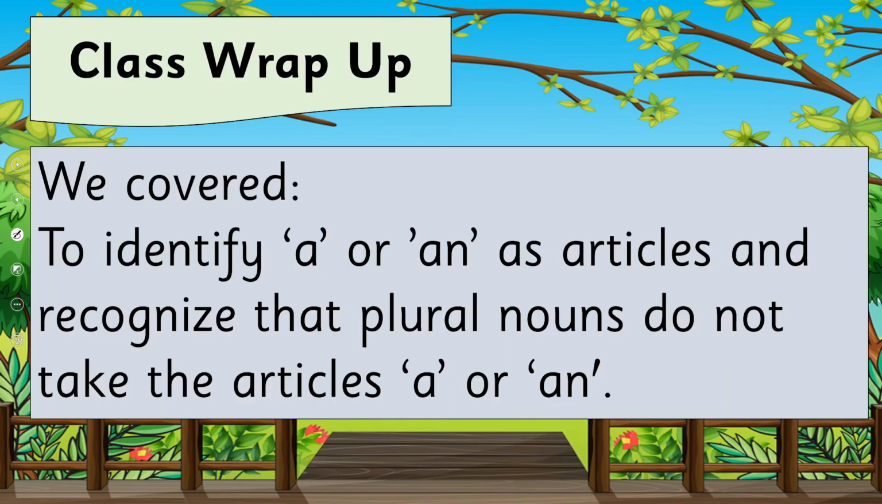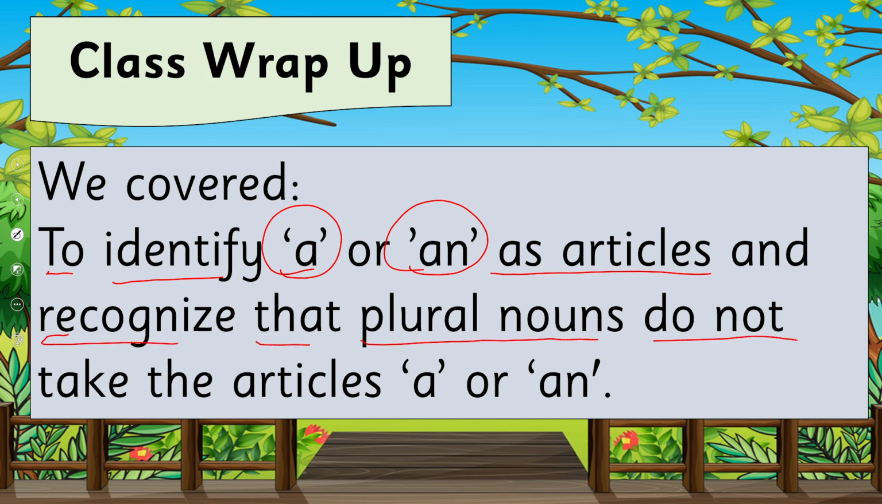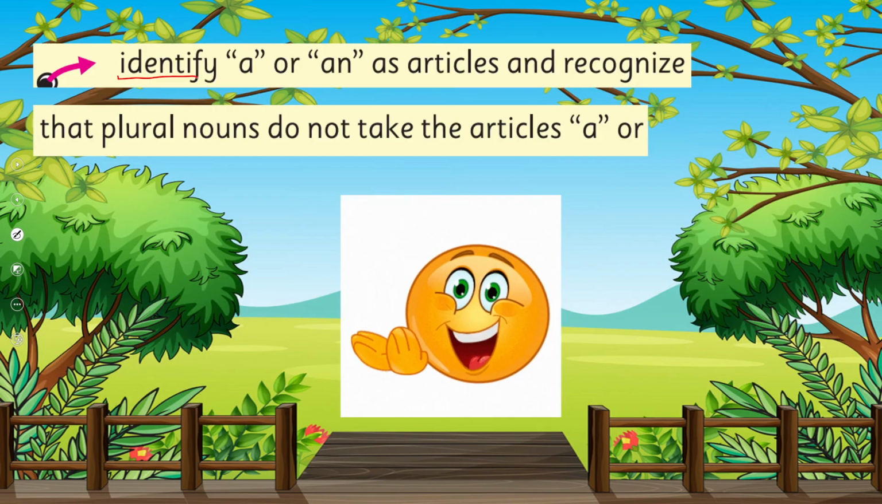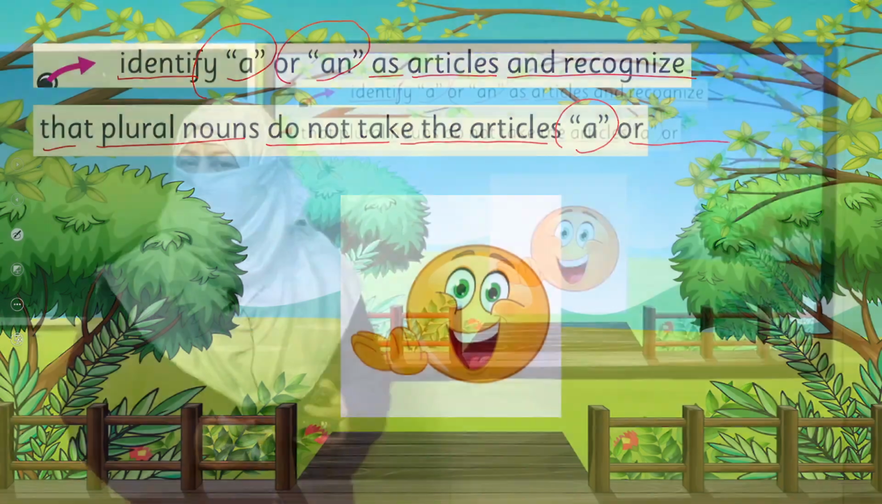So what have we learned? We learned to identify a or an as articles and recognize that plural nouns do not take the article a or an. So we achieved our SLO to identify a or an as articles and recognize that plural nouns do not take article a or an. And are we done with it?